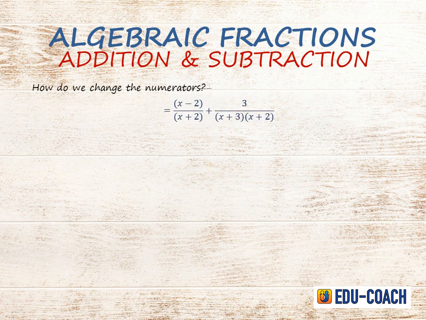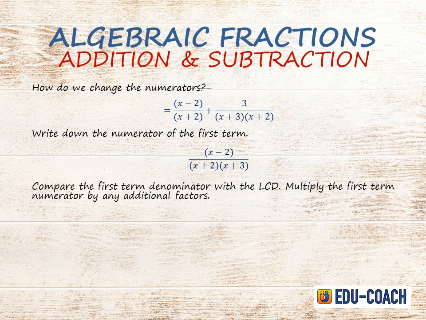Let us now look at how we change the numerators once we have our lowest common denominator. So we write down our lowest common denominator, and in the numerator we write the numerator of the first term, which here is x minus 2. Now we compare the denominator of our first term with the LCD. So our first term denominator is x plus 2. Our LCD is x plus 2 times x plus 3. So the additional factor we have is x plus 3, and we multiply the x minus 2 by x plus 3, and this is what we end up with.